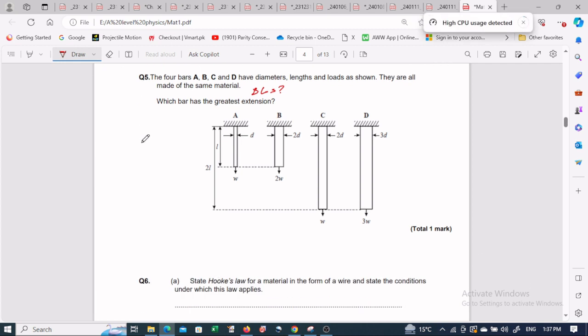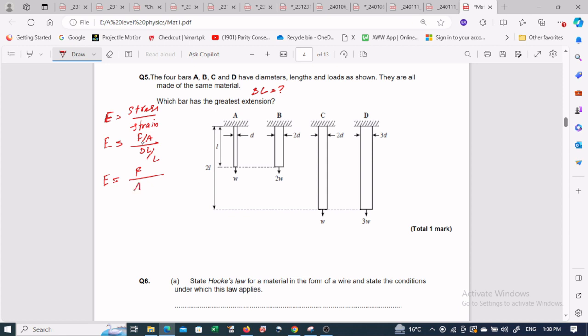In order to solve this we use the equation for Young's modulus, or modulus of elasticity. The elastic constant is defined as the ratio of stress and strain. Stress is the force applied per unit area, and strain is the change in length over the original length. Solving this, we get force F times original length L equals area times delta L. This is the formula for the elastic constant.